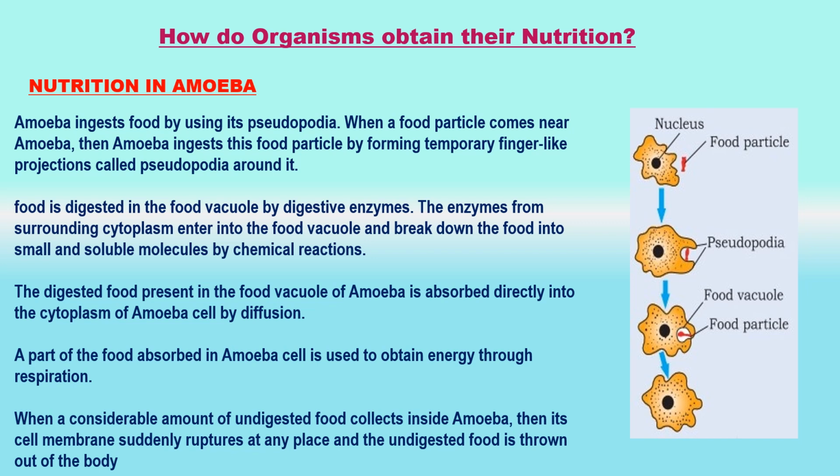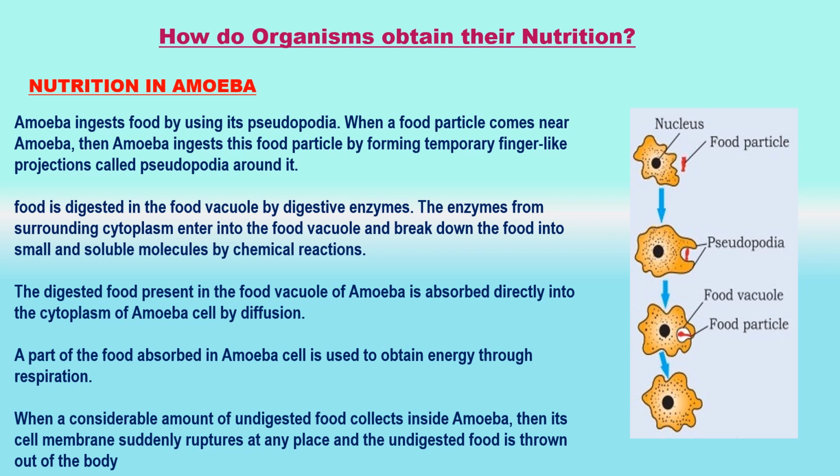When a food particle comes near amoeba, then amoeba ingests this food particle by forming temporary finger-like projections called pseudopodia around it. The food is engulfed with a little surrounding water to form a food vacuole inside the amoeba. This food vacuole can be considered to be a temporary stomach of amoeba.